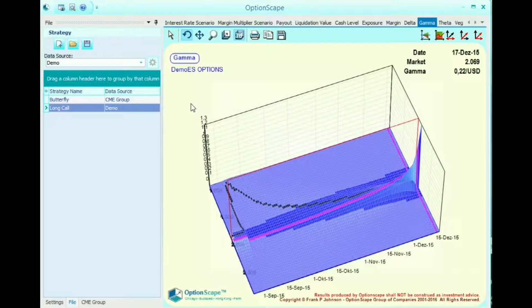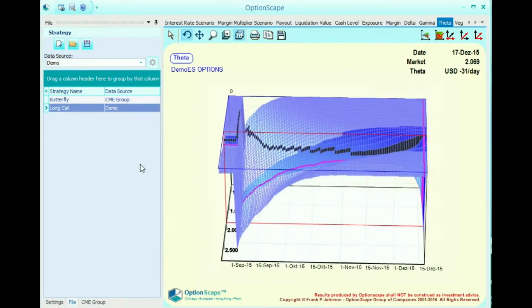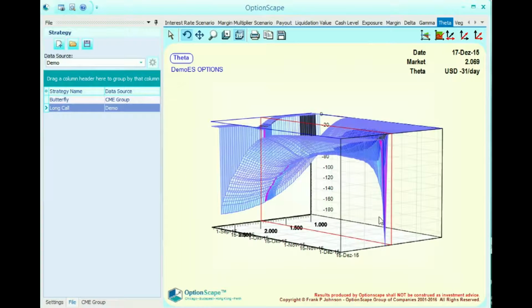Theta looks nearly the same. We go on the opposite side, and we have an explosion in negative theta on the day of expiration in the last week at the money.